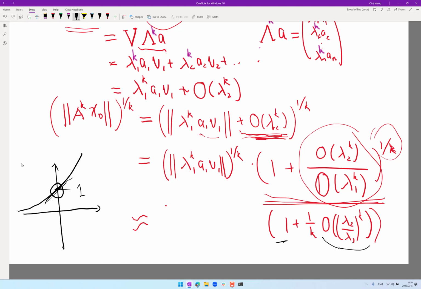Now the other source of error is from the fact that a. Let me write this down a little more. Here, both lambda 1 to the kth power and a are scalars, so we can pull them out, and v1 has a magnitude of exactly 1. So this becomes the magnitude of lambda 1 to the kth power times a to the 1 over kth power, and that is exactly the magnitude of lambda 1 times a1 to the power of 1 over k.